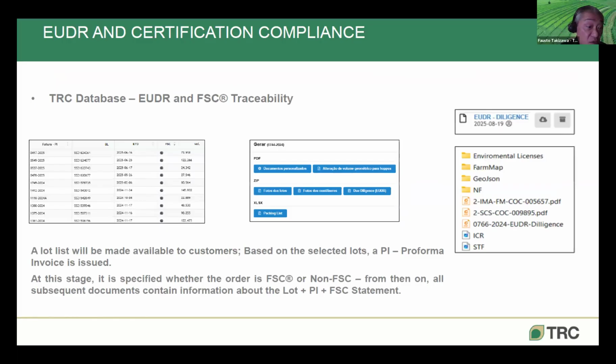Our evidence is stored securely in the cloud and made available for customer download, with all the documents necessary for the EUDR regulation. This guarantees traceability, regulatory compliance, and customer confidence.